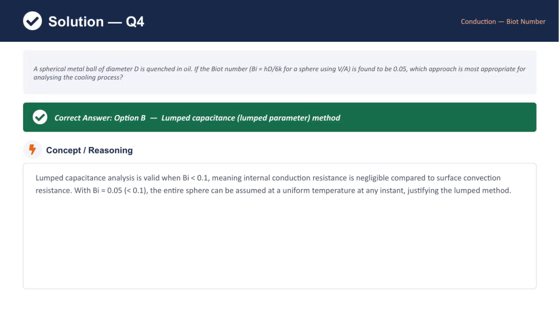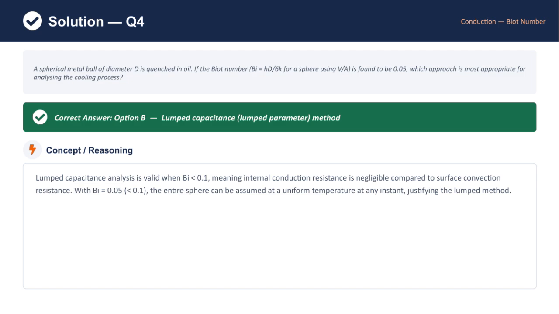Here we have a spherical metal ball with diameter d being quenched in oil, and the key parameter we're looking at is the Biot number, defined here as Bi equals h times d divided by 6K. In this case, the Biot number is 0.05. Now, the question is which analytical approach is most suitable for studying the cooling process. The correct choice is the lumped capacitance method, also known as the lumped parameter method. This approach works best when the Biot number is less than 0.1.